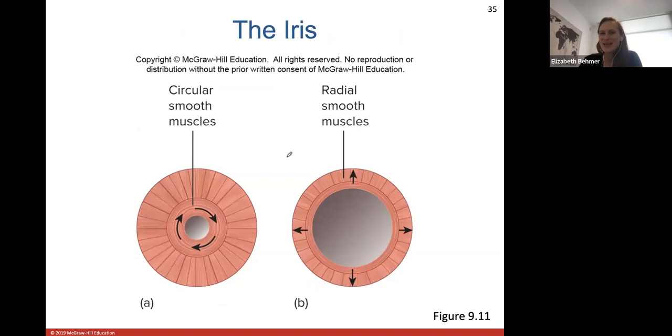The iris then is kind of made up of two different smooth muscles that control the pupil size. You have circular smooth muscles that help to surround the pupil to constrict pupil size, and then radial smooth muscles will help to dilate the pupil size. So that's your iris, kind of made of two groupings of smooth muscles.